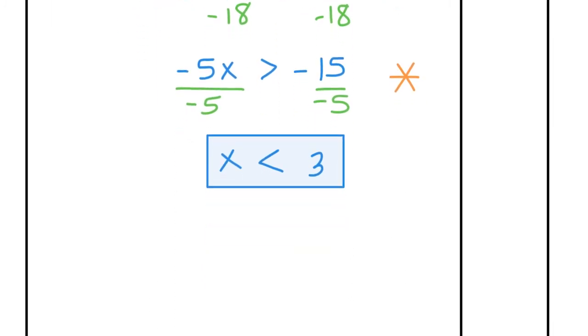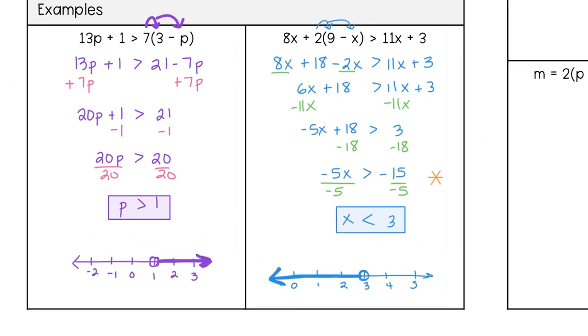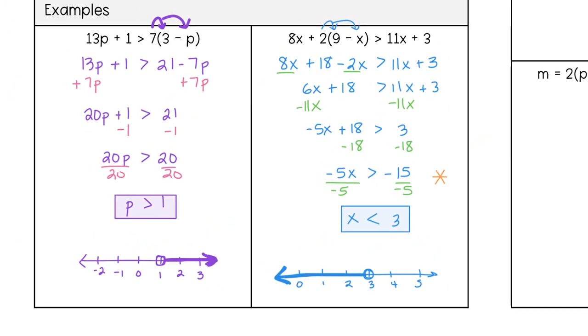Okay, so on a number line, let's do 0, 1, 2, 3, 4, 5. Put a circle where the 3 is at. This is regular less than, so no underlining, no shading in, but we are going to go to the left. So that is solving inequalities.